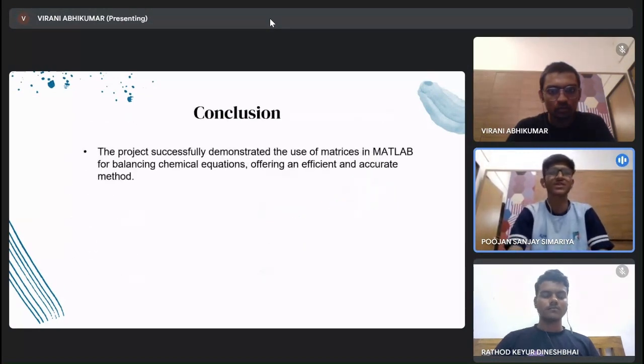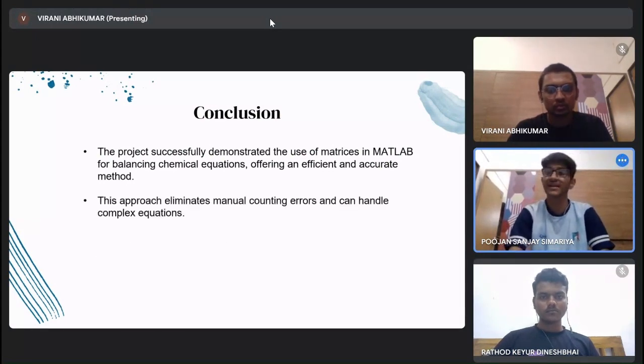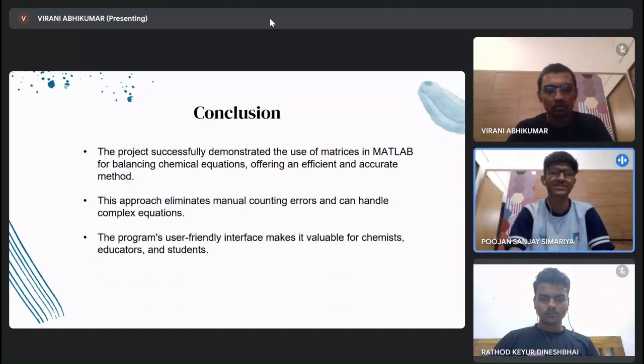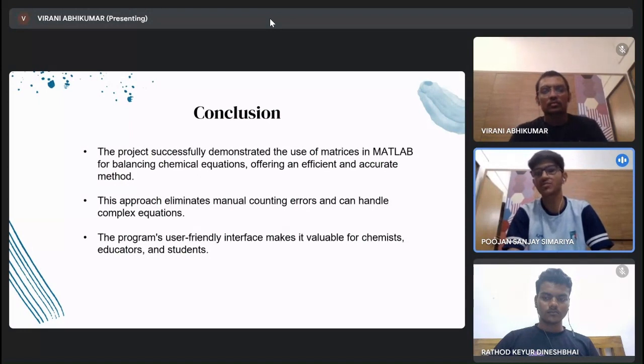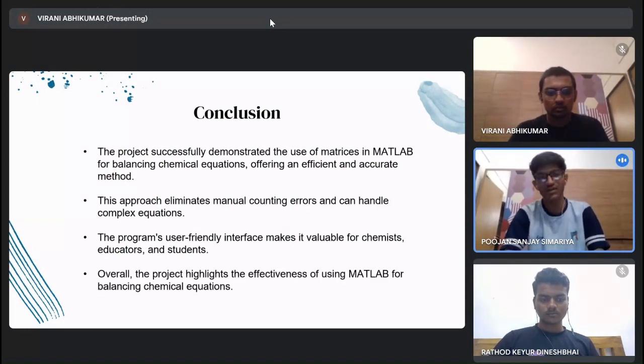We'll conclude the project. The project successfully demonstrated the use of matrices in MATLAB for balancing chemical equations. This approach eliminates manual counting errors and can handle complex equations as well. The program is user friendly and asks the user to input the LHS and the RHS of the equation. Overall, the project highlights the effectiveness of using MATLAB for balancing chemical equations in place of human efforts.